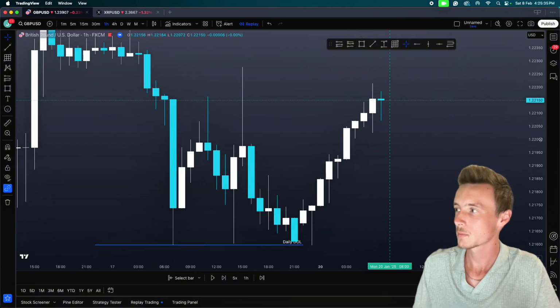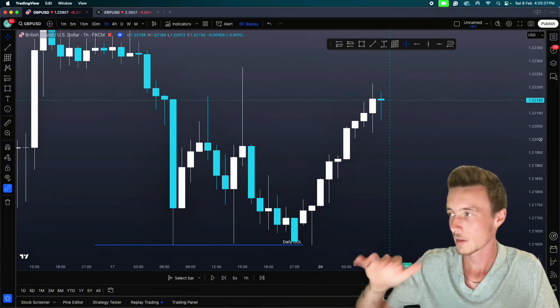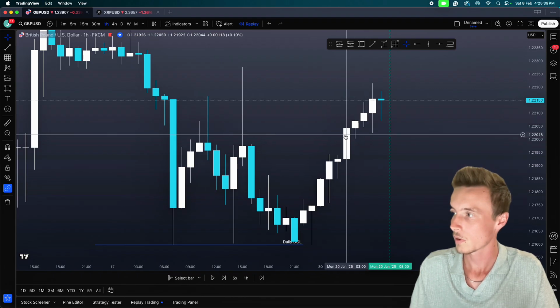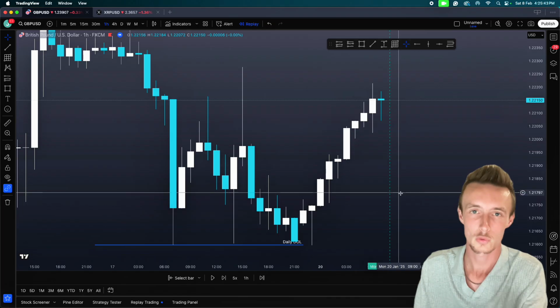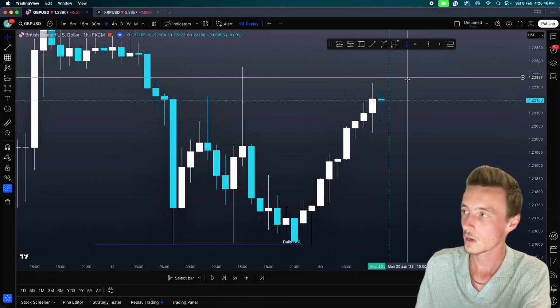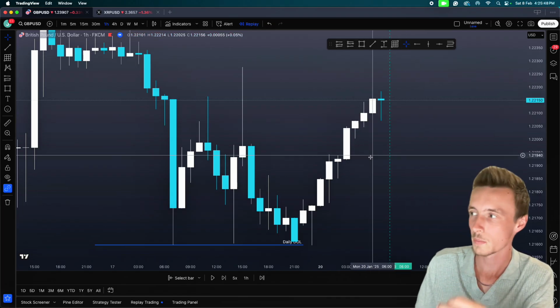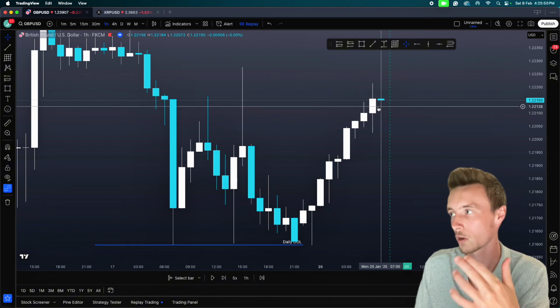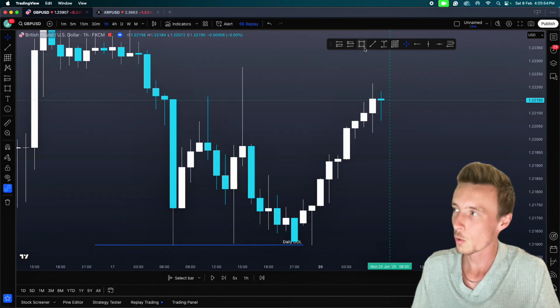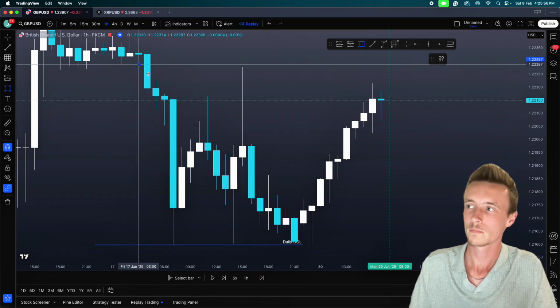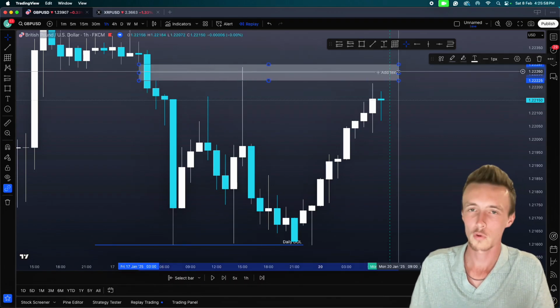When I'm marking up these points, do I want to mark up any fair value gaps that are below price or any liquidity below current price? No, because those will be my eventual targets. I'm not looking to go longer. If you're looking to go longer, you would mark up the lows. If you're looking to go short, you would mark up the highs, right? So you basically want to see the opposite happen before the move in your direction.